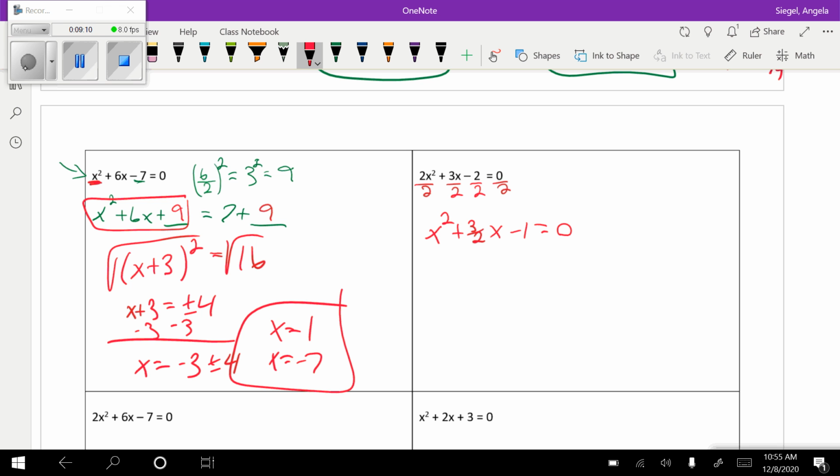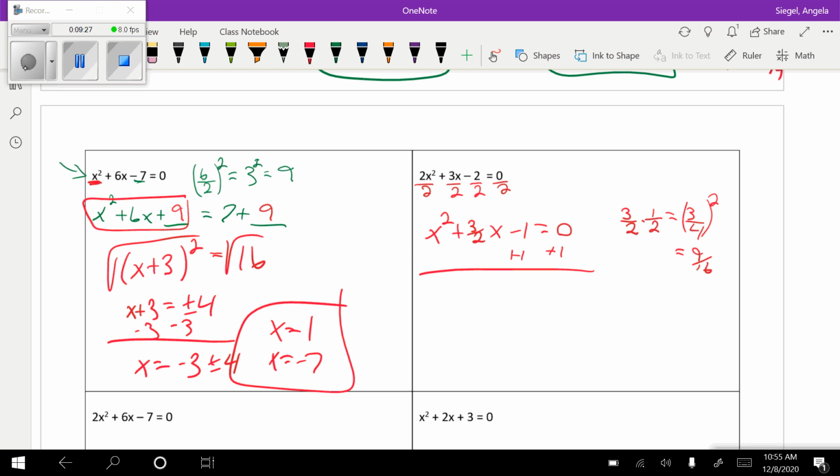So I'm going to take that middle term, so our b, and I'm going to divide it by 2, which means multiply by the reciprocal. So that's 3/4. And then I'm going to square that 3/4, which is 9/16. So that's definitely not 1. So I'm going to add 1 to both sides.